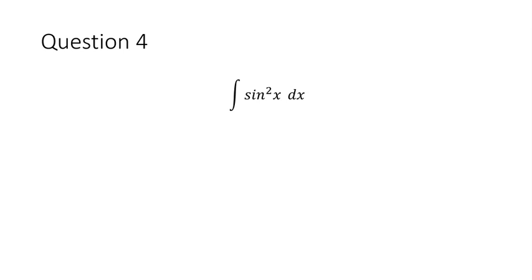Differentiating sine squared isn't too bad. It's a very similar process to what we did in question 1 when we differentiated cos to the power 4. Integrating sine squared requires a little bit more work. We can't simply say, let's just add 1 to our power and then divide by the derivative of sine. It doesn't work like that.